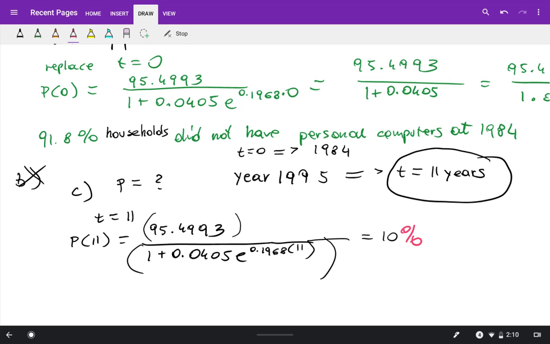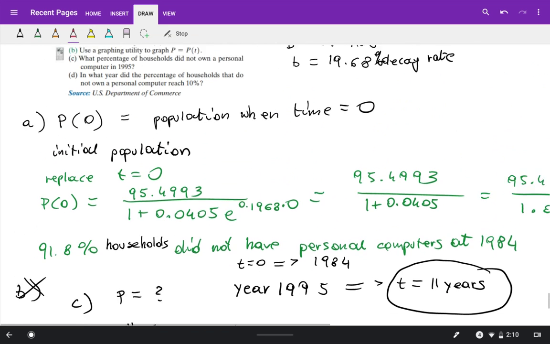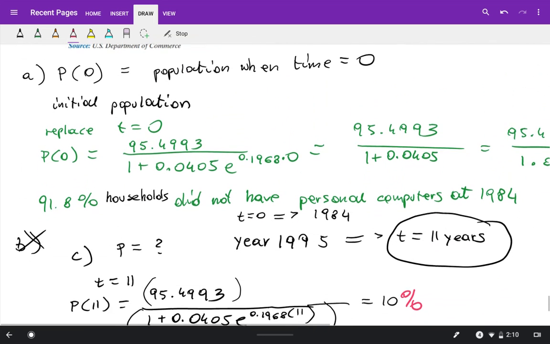Okay, so they're asking 11 years from 1984, which is the year 1995, what is the percentage of households who did not have a personal computer? 10%. Okay, definitely it's going to decrease. Makes sense. And do we have more? D. One more.